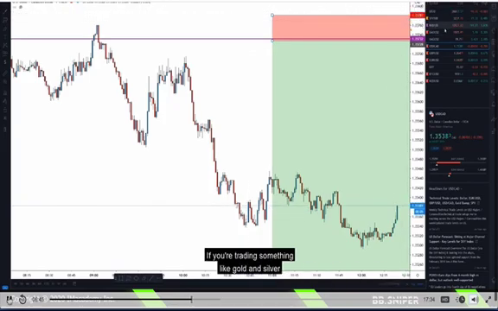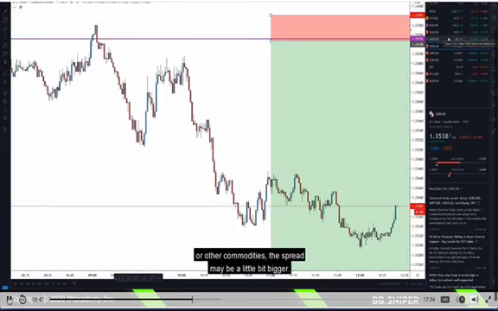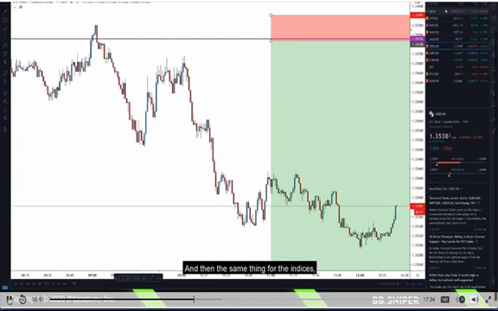If you're trading something like gold and silver or other commodities, the spread may be a little bit bigger. And then the same thing for the indices or even digital currencies like Bitcoin. You really just have to first and foremost take a look at what the spread says. And I'm going to show you an example right now in the form of an image so that you can have a better understanding of where you can actually see this information on your broker's platform.